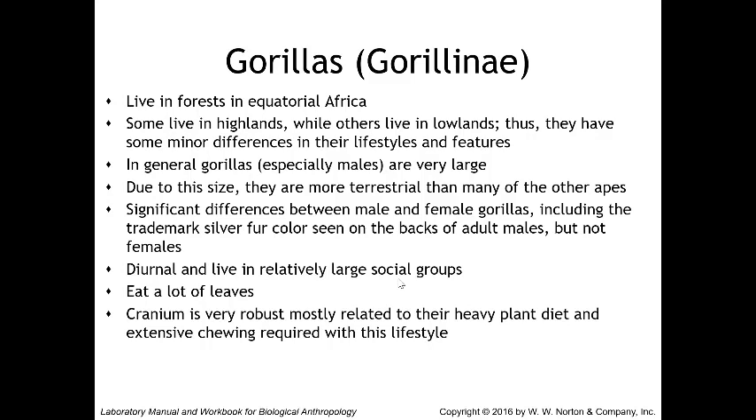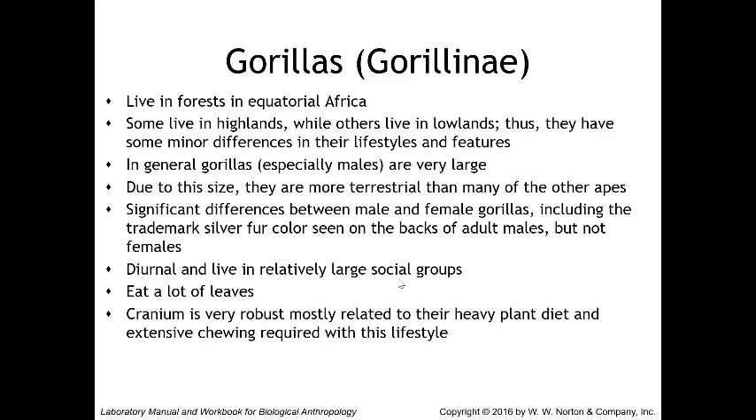In general, gorillas, especially the males, are very large. They're actually the largest of all the primates. Due to that size, they are more terrestrial than many of the other apes, and there are significant differences between the male and female gorillas. Some differences include the trademark silver-colored fur seen on the back of adult males but not on females.